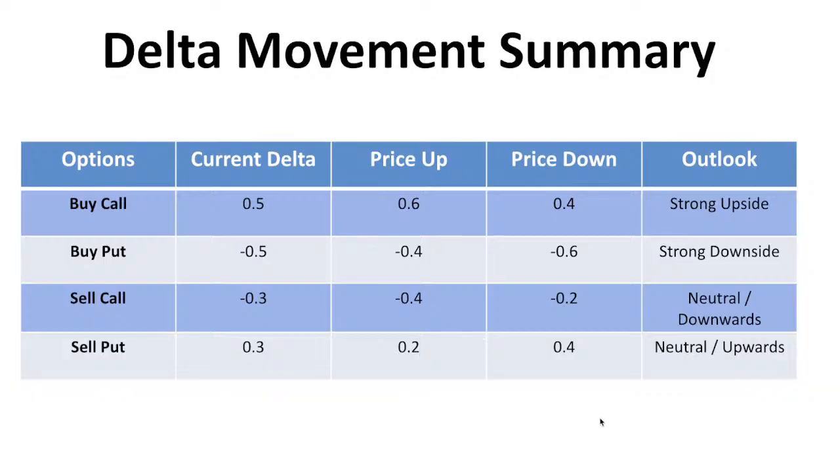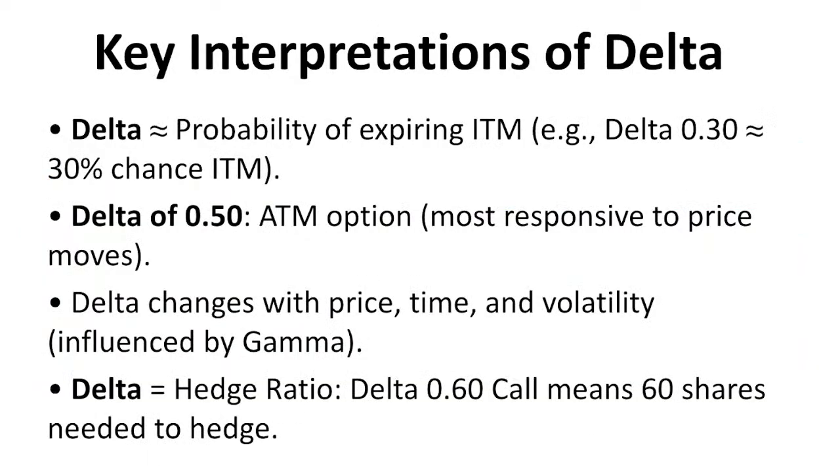So what's the outlook if you will do this trade? So you're looking into neutral and more towards upside. Okay, the key interpretation of delta, the probability of it expiring in the money, as I mentioned just now. Delta of 0.5 is at the money, so very, very sensitive to price movement. Delta changes with price, time, and volatility, and is influenced by gamma. Delta, hedge ratio.